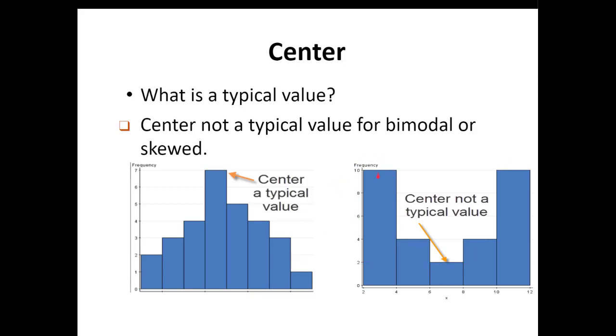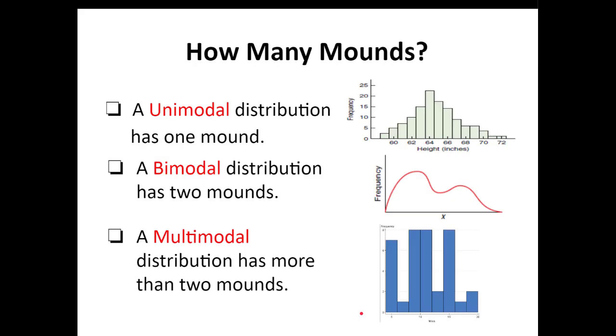We have a frequency of 10 that's very low, and we have a frequency of 10 that's very high. The center value is not typical. We have a lot of low and we have a lot of high, and the center value is not typical. This is not what we want, right? If we see something that looks bimodal, the center value is not the typical value. It's not appropriate to use for statistical testing.